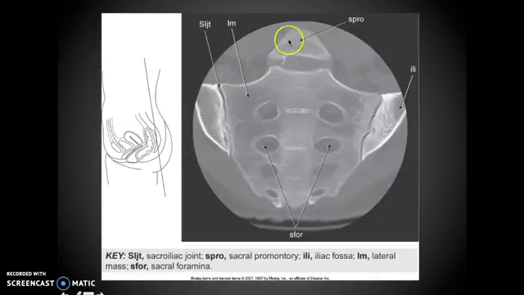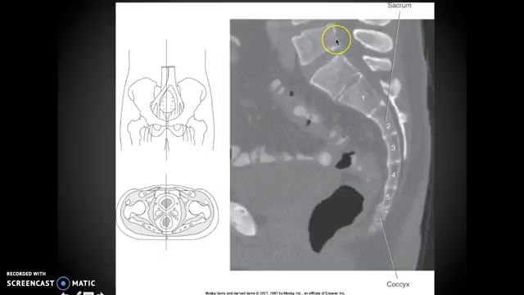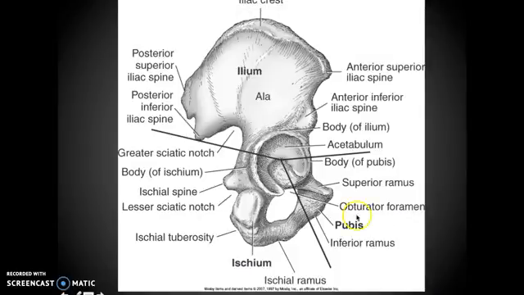CT also blown up, so this is your sacral promontory, your ilia, well, they call this the iliac fossa with your sacroiliac joints on either side. This is your lateral mass with your sacral foramen. This is a sagittal reformatted image of CT. So this is L5, this is S1, 2, 3, 4, 5. So there's 5 bodies within the sacrum, and then the coccyx has 3 to 5 bodies.